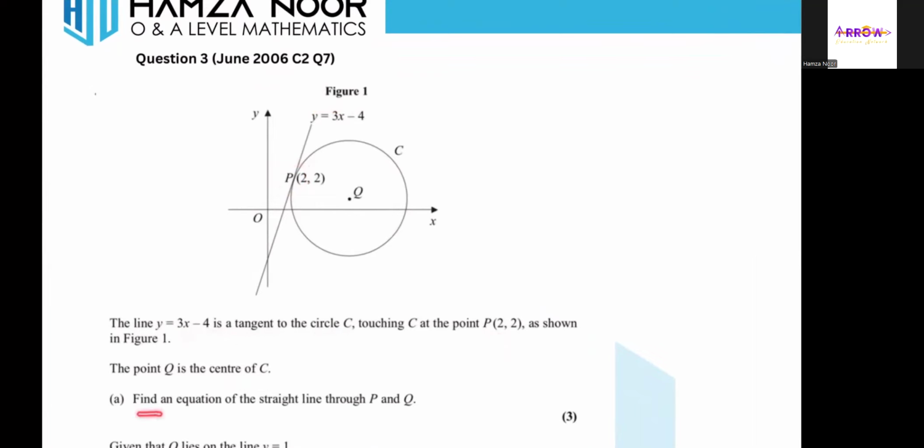The point Q is the center of the circle. In part A, we need to find an equation of the straight line through P and Q. First of all, we can identify that the gradient of this tangent is 3. From this equation, we can say that the gradient of this tangent is 3. And we know that the angle between the tangent and the radius is always 90 degrees, so we would be able to find the gradient of the line PQ.